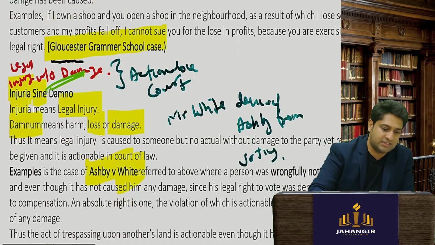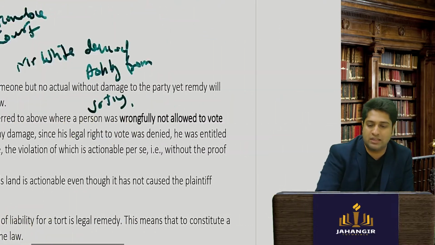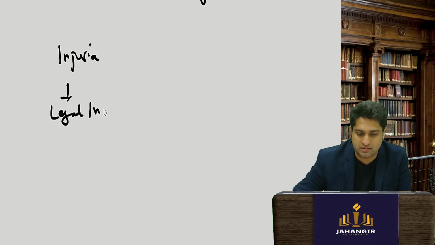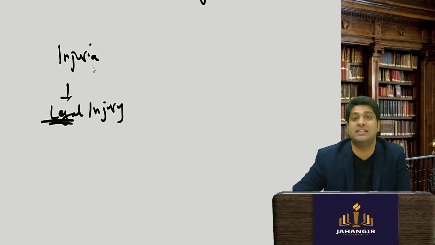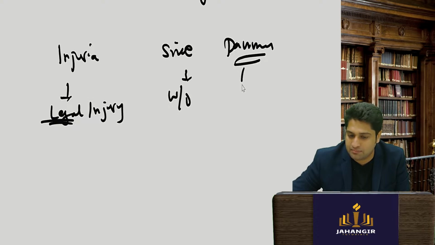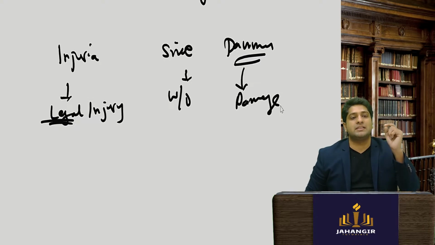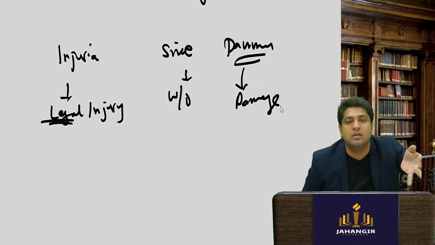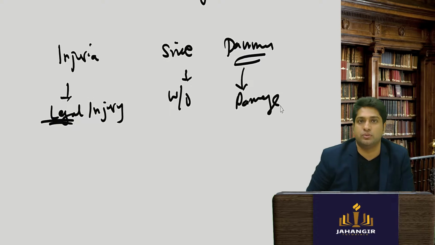Now in the reverse example, injuria sine damno. Now injuria sine damno means what? Injuria means legal injury. Always. Okay. The word we are going to see is legal injury. Injuria sine damno. Sine means without and damnum means damage. So here what is happening is there is a legal injury, but it has not caused any loss to you.